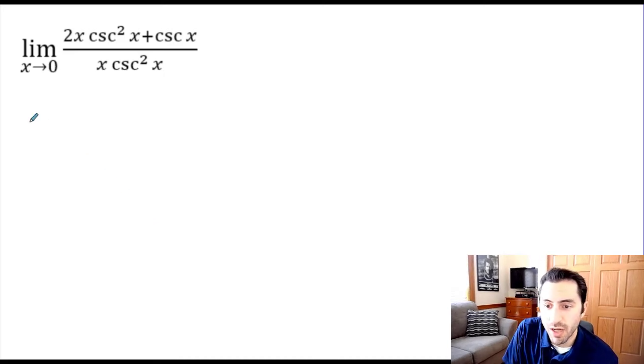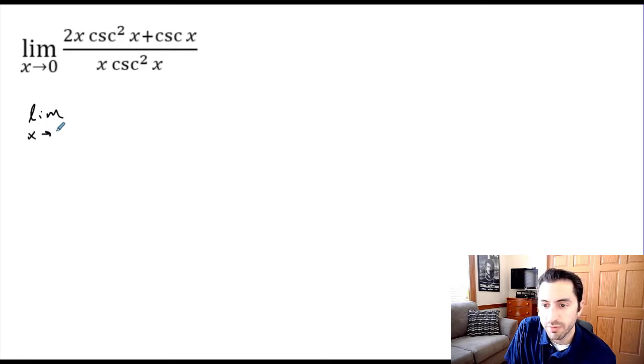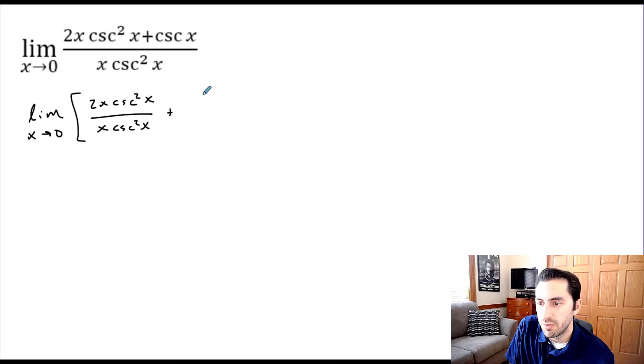And when I say separate, I just want to split this up into two different fractions. So the limit as x approaches 0, and then just on the inside here, I'm going to rewrite this as two fractions. So they're both going to be over that common denominator. So this will be divided by x cosecant squared of x. And then we'll split this off. So plus cosecant of x divided by x cosecant squared of x.